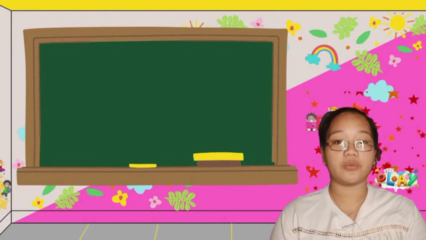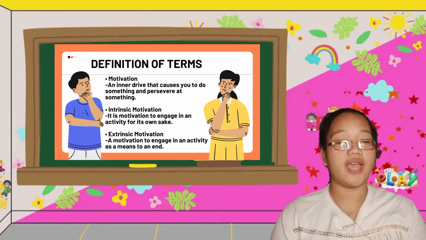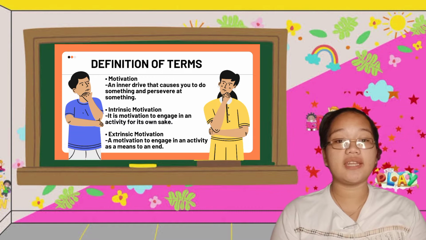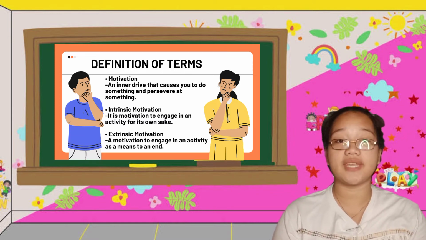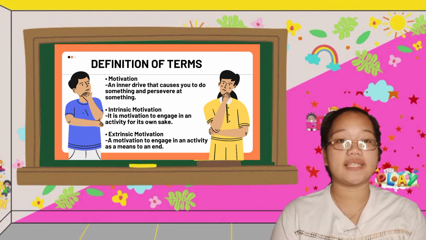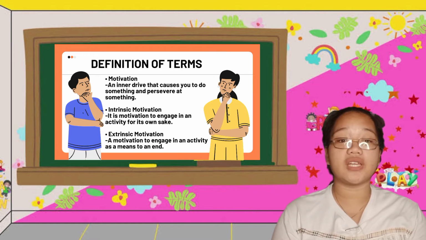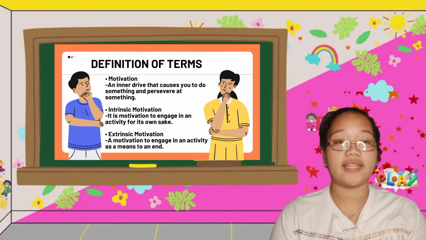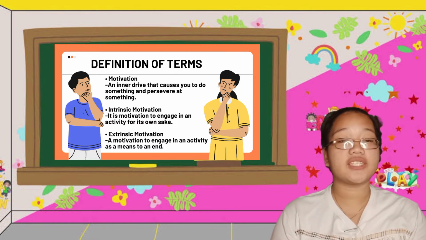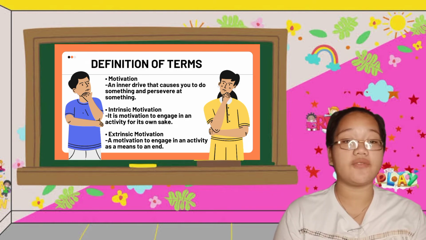So the first word that we will encounter throughout this discussion is the word motivation. Motivation is an inner drive that causes you to do something and persevere at something. The second word is intrinsic motivation. Intrinsic motivation is a motivation to engage in an activity for its own sake. And the third word is extrinsic motivation, which is a motivation to engage in an activity as a means to an end.